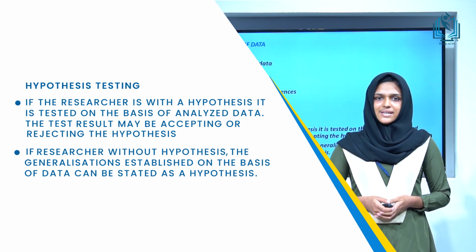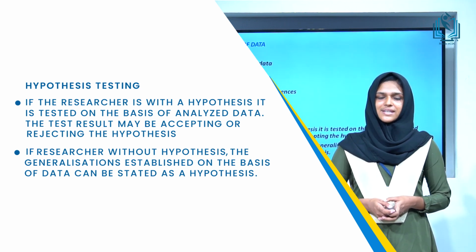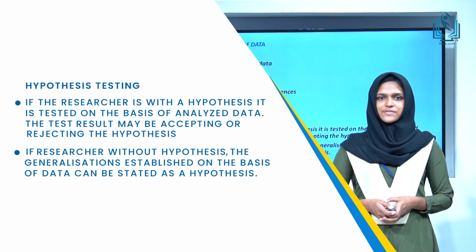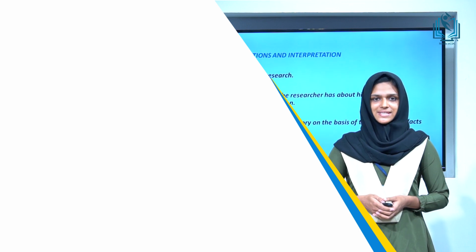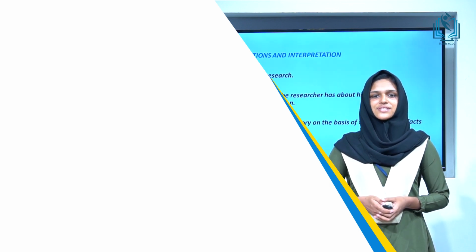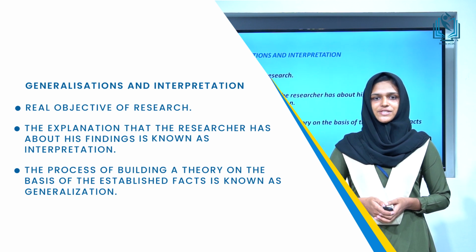If the research is conducted with a hypothesis, then it is tested based on the analysis of the data, and the testing result is either accepting the hypothesis or rejecting it. If the research is conducted without a hypothesis, the generalization established on the basis of the data can be stated as a hypothesis. If the hypothesis is tested repeatedly, the researcher can move on to generalization and construct a theory out of it. This is the ninth step of a research, that is generalization and interpretation.